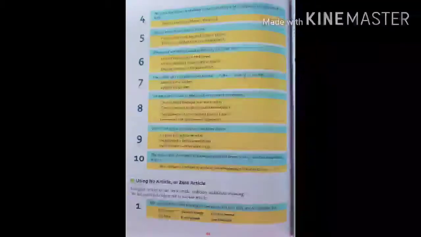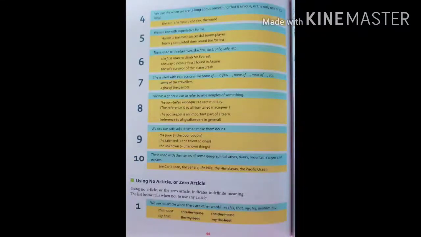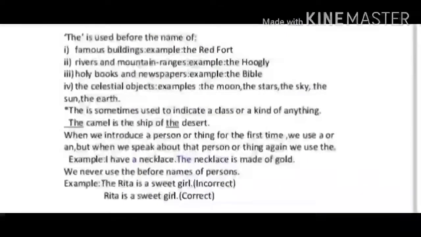Okay students, now the is used before the name of famous buildings. Example, the Red Fort, rivers and mountain ranges. Example, the Hooghly, holy books and newspapers. Example, the Bible, the celestial objects. Example, the moon, the stars, the sky, the sun, the earth. Now, the is sometimes used to indicate a class or a kind of anything. Like, for example, the camel is the ship of the desert.